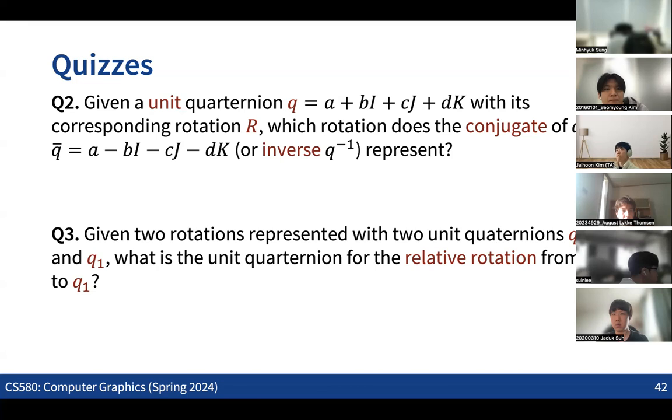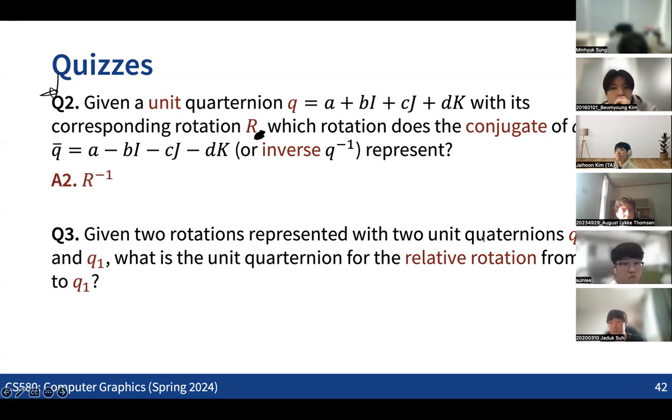So if I'm asking this question: given a unique quaternion corresponding to this 3D rotation R, if we take the conjugate or the inverse of the quaternion, what 3D rotation does it represent? It's basically flipping the axis of the rotation. If you look at the relationship between the axis and the angle, you can see that the conjugate or inverse of the unique quaternion flips the rotation axis, which means it now also represents the inverse of the rotation, right?